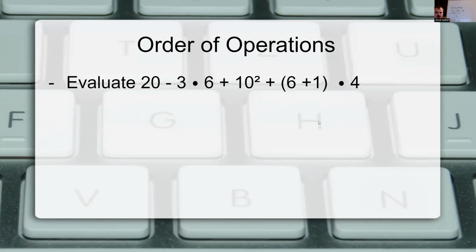All right. Next one, let's do this. Evaluate 20 minus 3 times 6 plus 10 squared plus 6 plus 1 times 4. Let's do it again. Pause it, work it out yourself, see what you get, press play, and see what I do. All right. Once again, I'm assuming you've done it by now, so let's see what we should get here.